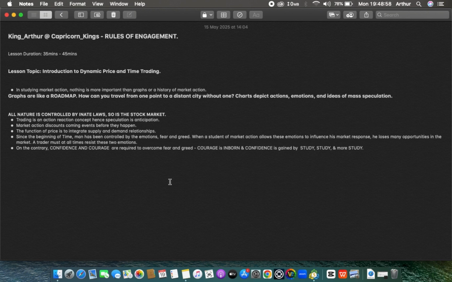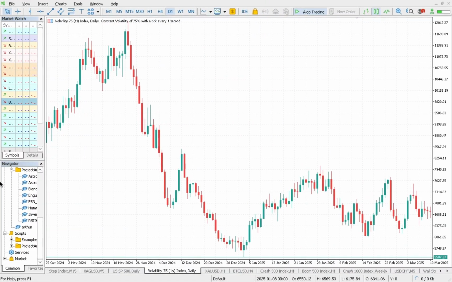I even wrote a rhetorical question there where I said, how can you travel from one point to a distant city without a particular roadmap? What was I referring to there? I was simply referring to the roadmap. How can you move from Zimbabwe to South Africa without knowing the roadmap, without knowing the road to use? It's very much difficult. So are the charts there. Those charts that we have on our MT5 platforms, they are that roadmap.